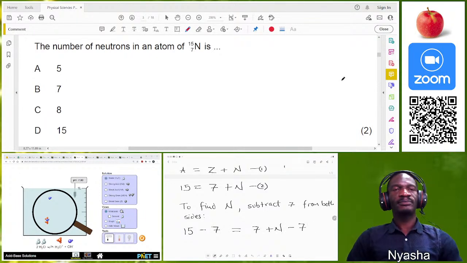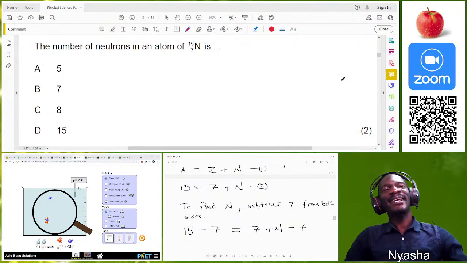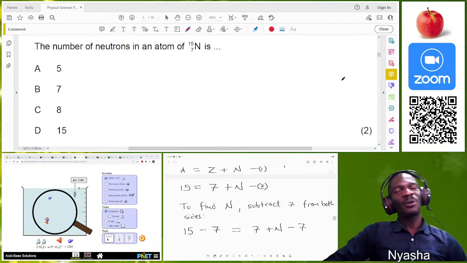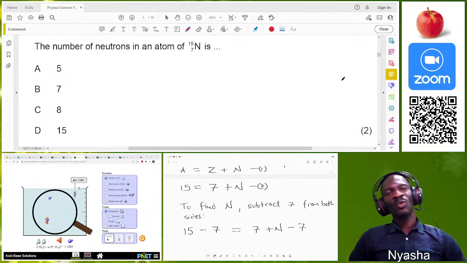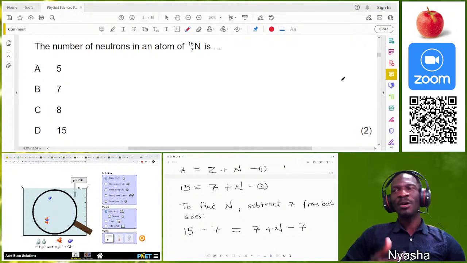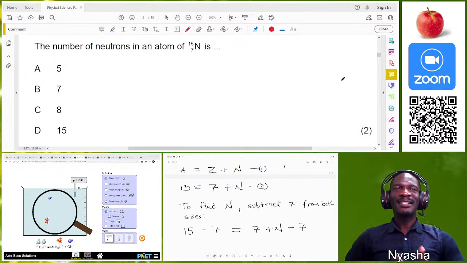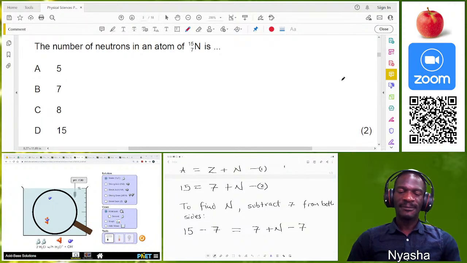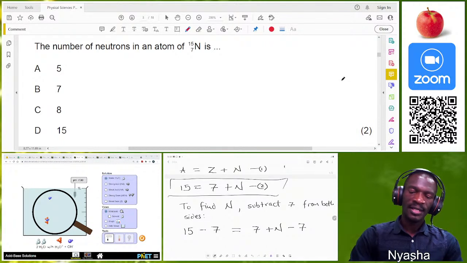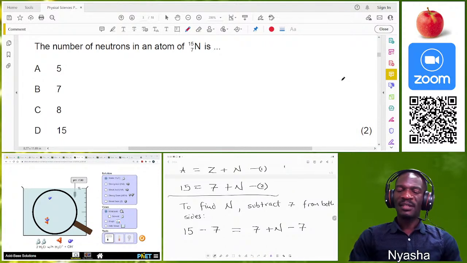Subtract 7. This way it means we have not interfered with the equation. Whatever we added on the left-hand side, we also added on the right-hand side. Whatever we subtracted on the left-hand side, we also subtracted on the right-hand side. This is not going to change the first equation that was there, right? It's not going to change the equation that we were given. So now we have an equation which we can call equation 3.